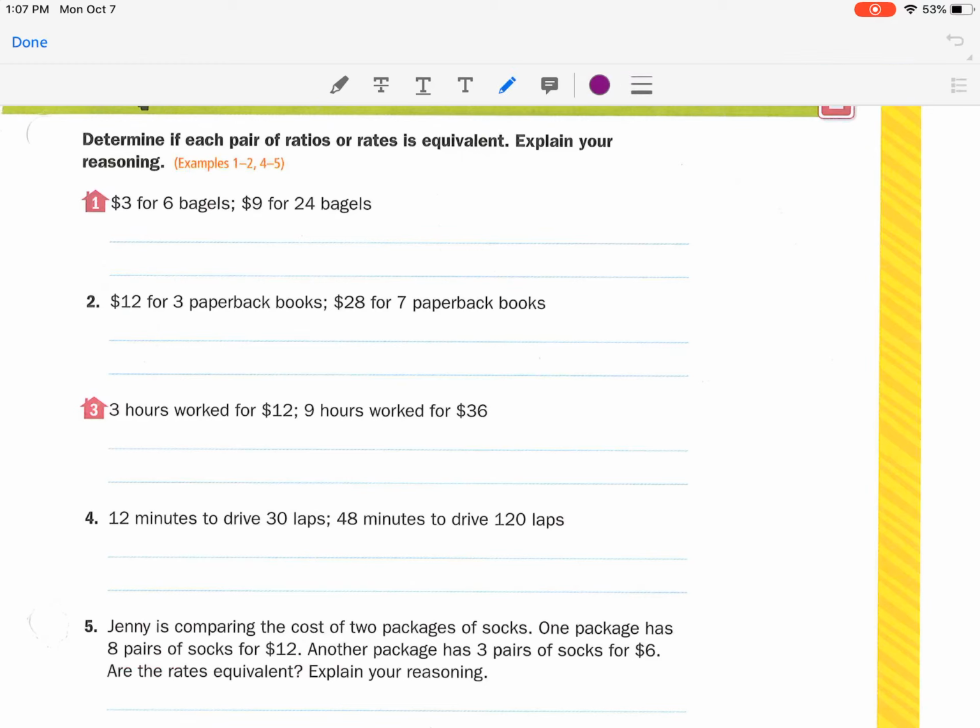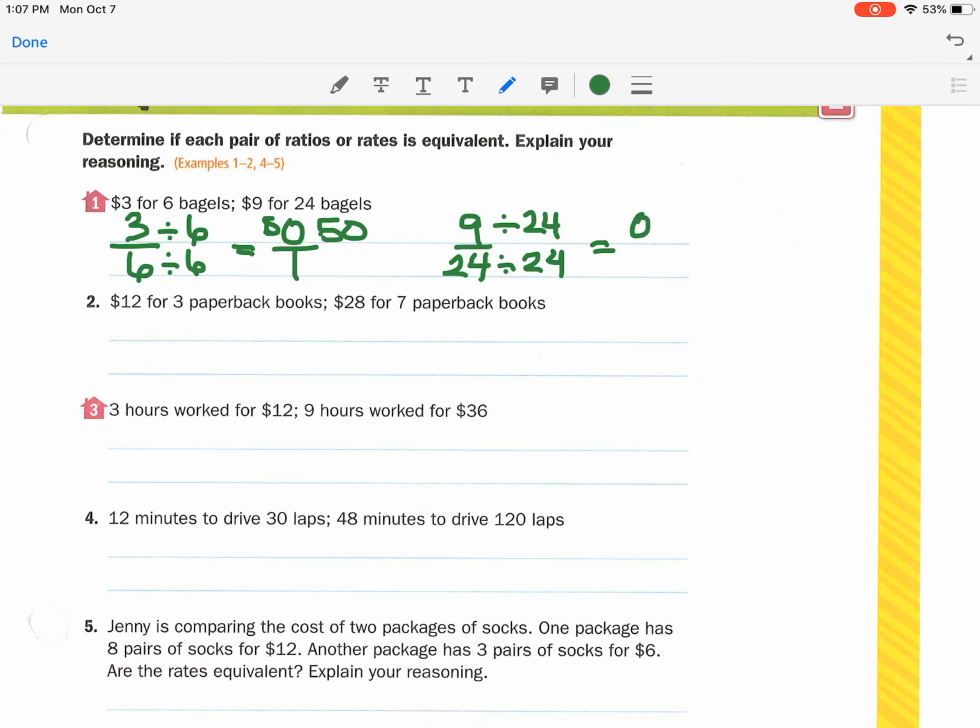Okay, so I'm going to keep going for those that want to keep moving on and looking at this. It says, determine if each pair of rates or ratios is equivalent. Explain your reasoning. So $3 for 6 bagels versus $9 for 24 bagels. All right, so I'm going to find the unit rate. I'm going to divide each of these by 6, which is going to give me 1, and 3 divided by 6 is 50 cents. Now here I'm going to divide by 24, and 9 divided by 24 is 38 cents for 1.